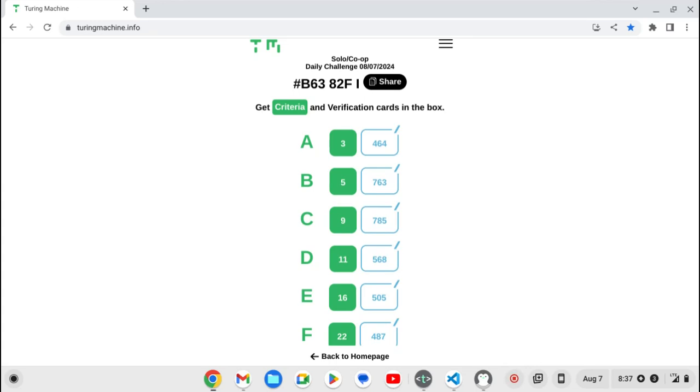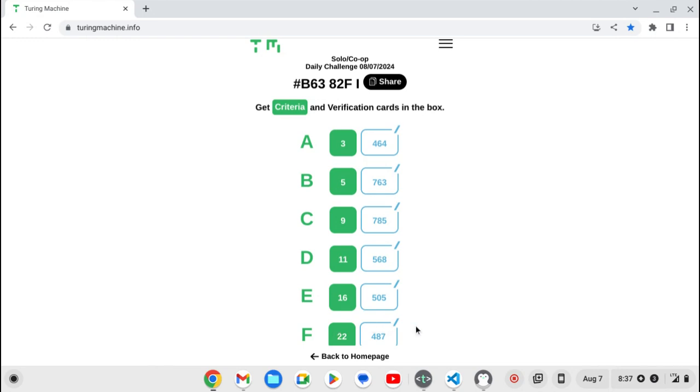Let's begin. Today's August 7th, 2024, and we're solving the Daily Turing Machine Puzzle. Today's puzzle uses the following 6 criteria cards. Criteria card 3, 5, 9, 11, 16, and 22.